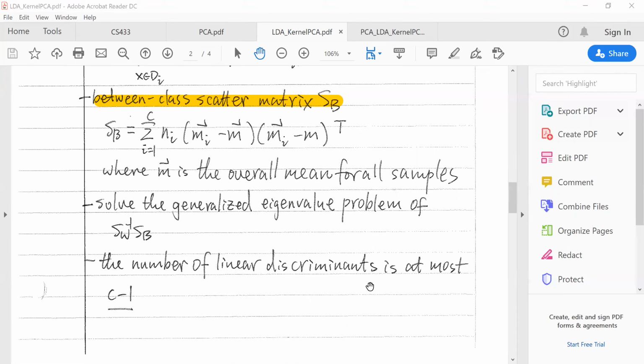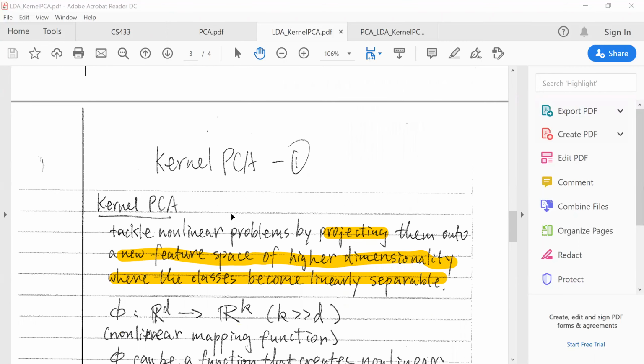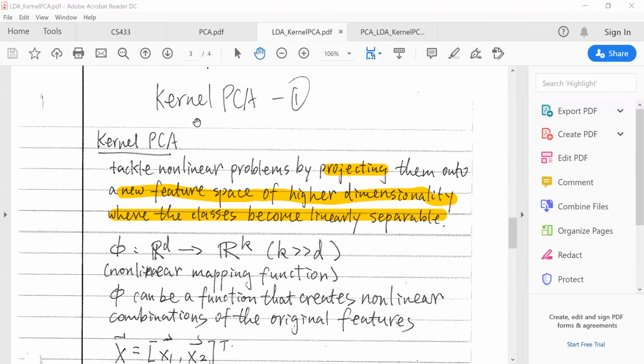You can transform your data, okay? So that's the concept about linear discriminant analysis, so LDA. And the third concept is about kernel PCA.